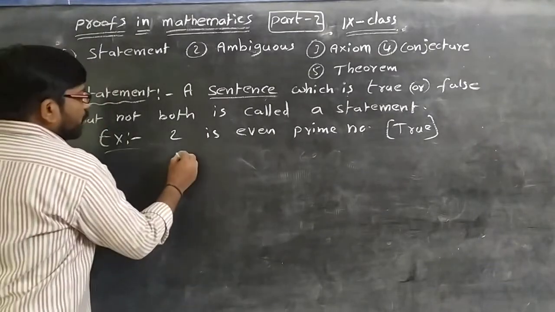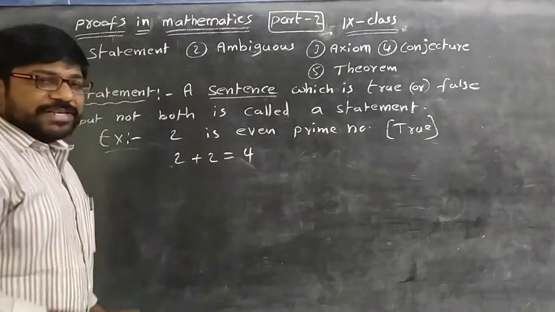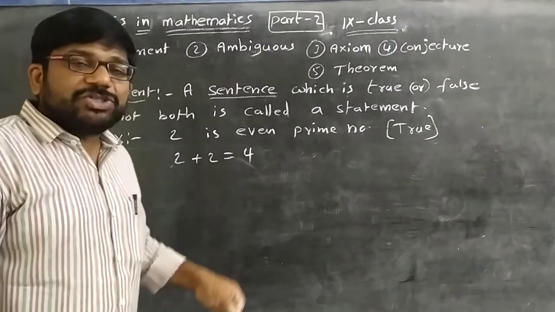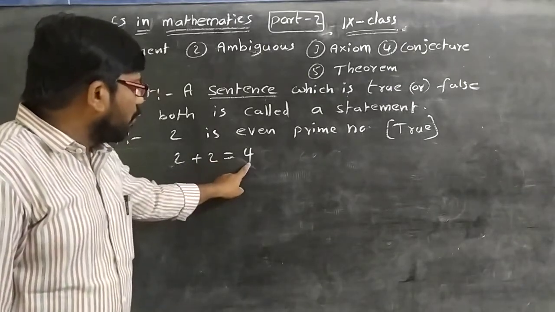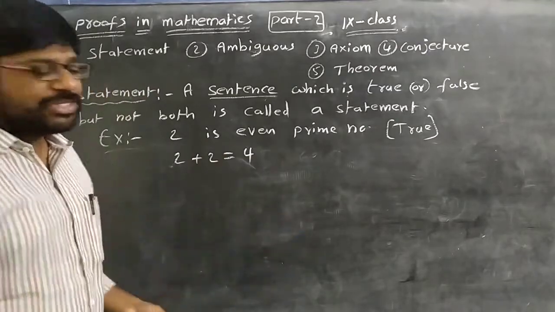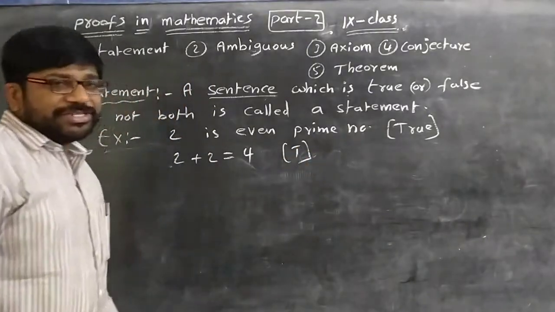Next, 2 plus 2 is equal to 4. It is also a statement because we can decide whether it is true or false by adding, 2 plus 2 is equal to 4. We can say it is true, so it is also a true statement.